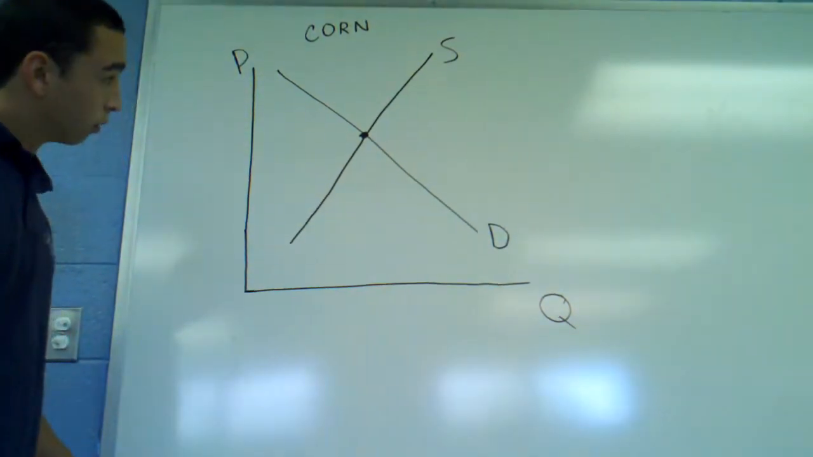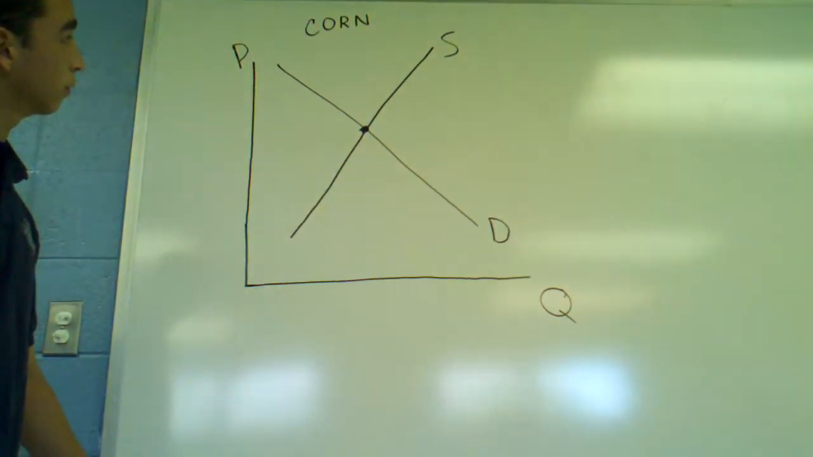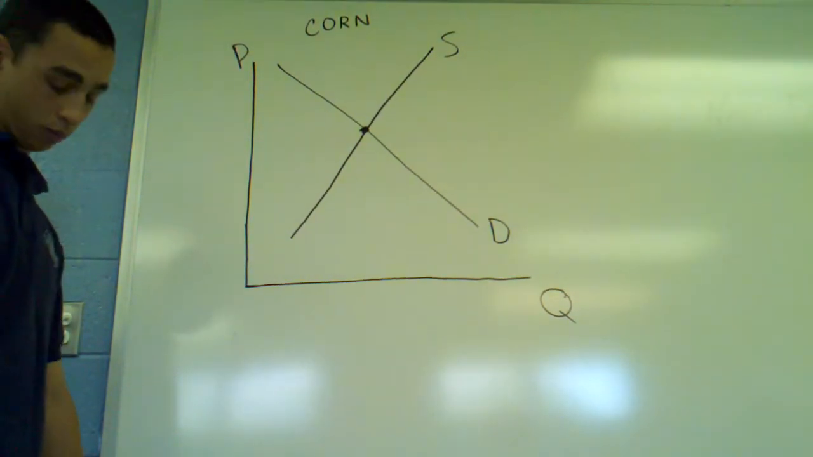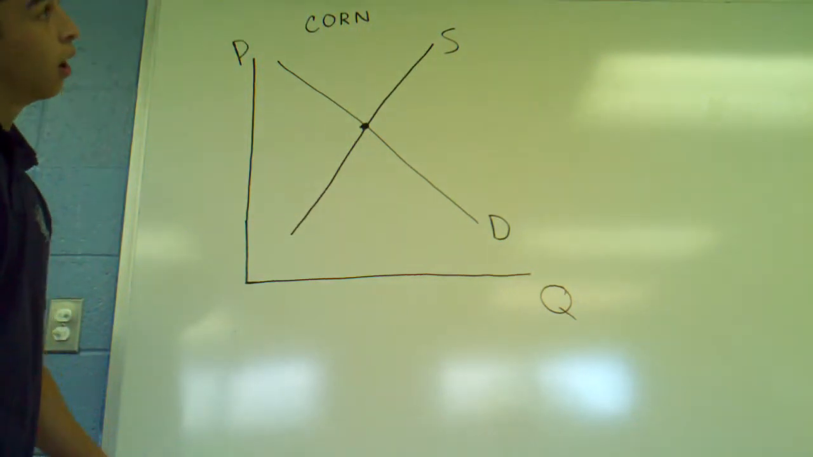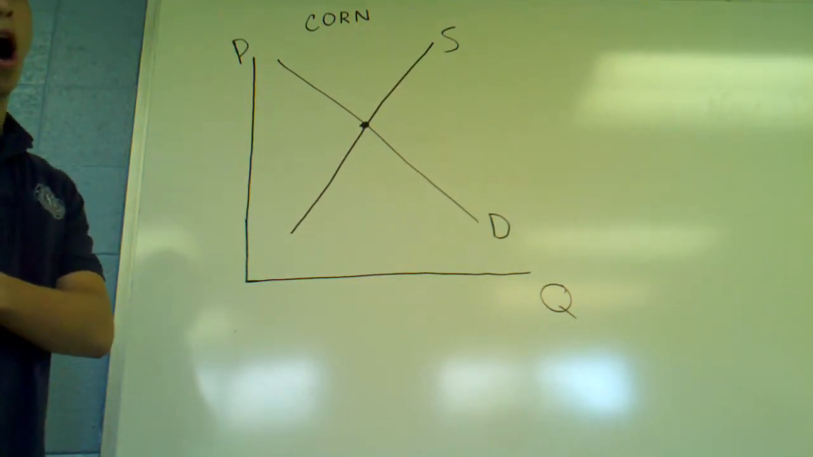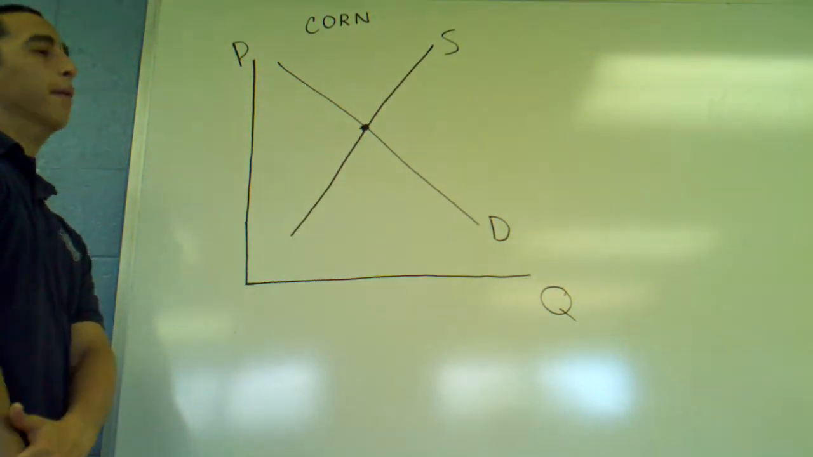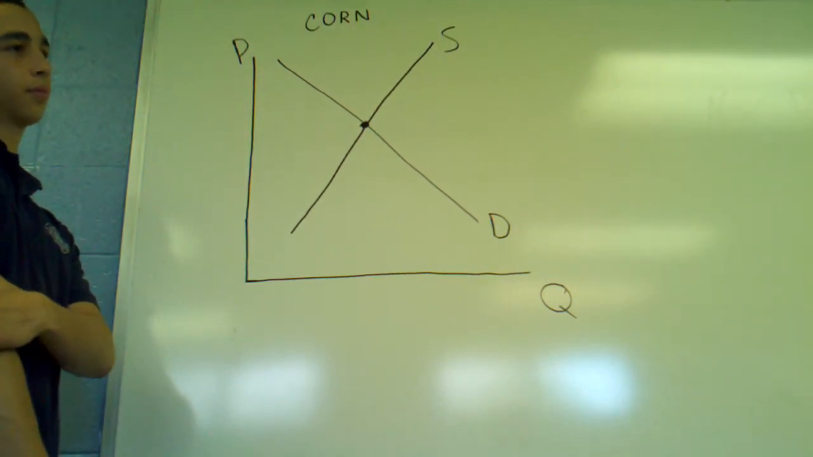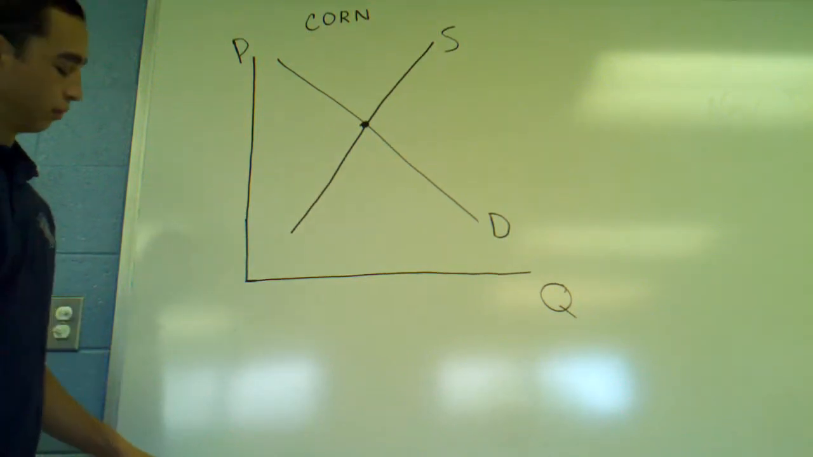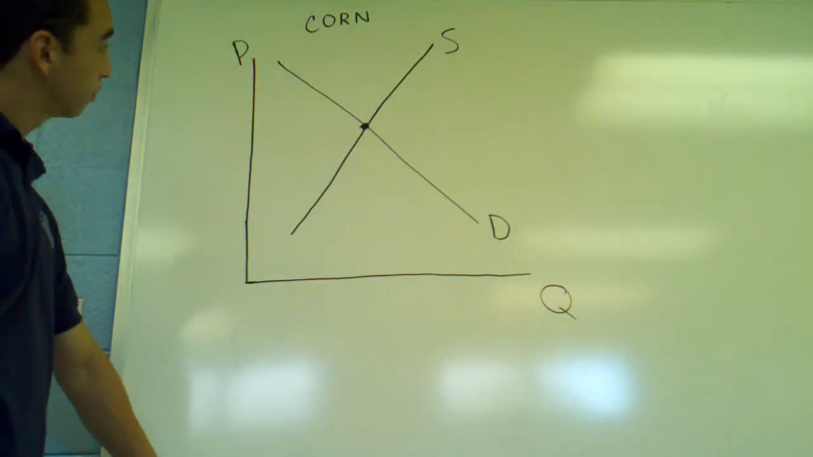So the ethanol policy was an attempt to bring down the average price of fuel, or to at least provide an alternative fuel for automobiles, right? So what happened? Well, all of a sudden we're going to make biodiesel from corn. So we're going to use corn for a totally different use than before.